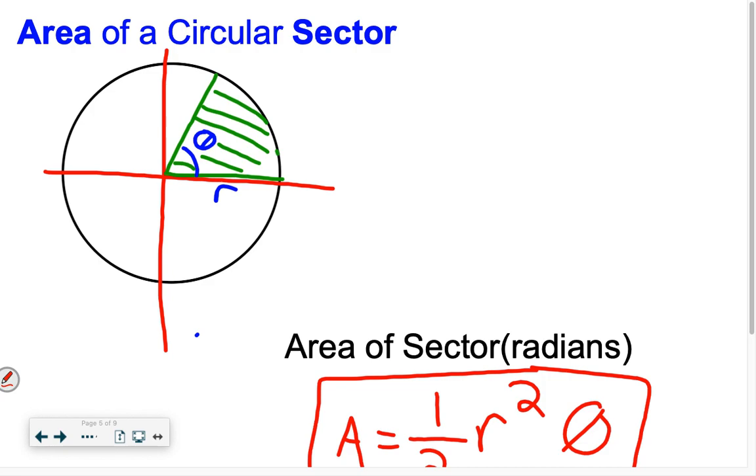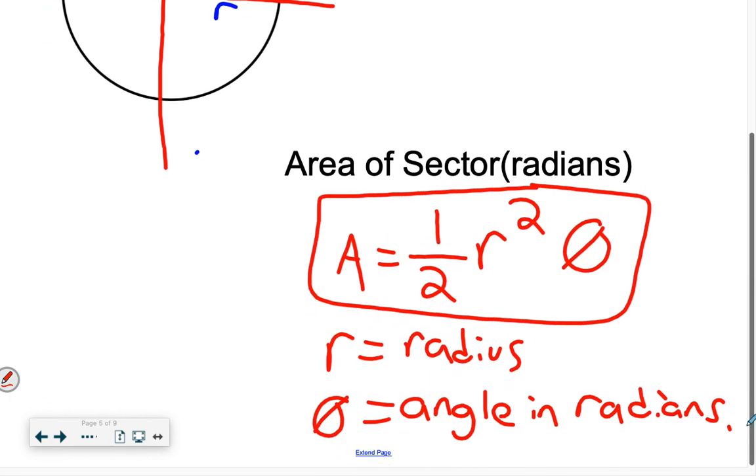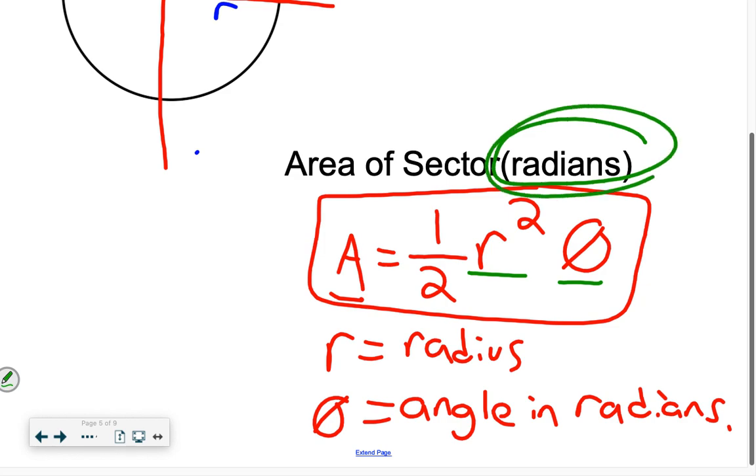Obviously, there are some uses to this, for instance, circular gardens, circular anything. We can find area using this because areas of circles are not as easy as areas of a square, rectangle, or even triangle. But the area of a sector equals 1/2 times the radius squared times theta. Again, r is radius, and theta is the angle in radians. Again, we need to be in radians, and that's important that we do so.